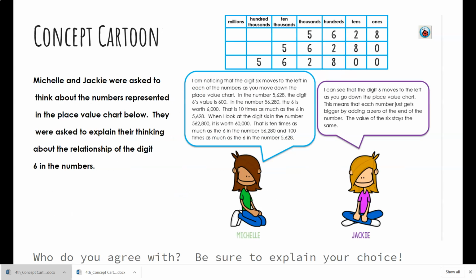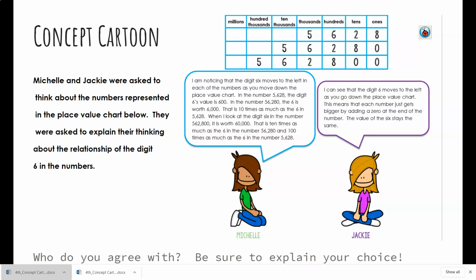Okay, so here is our cartoon. I'm going to read the words to you on the left, and then I'm going to explain the cartoon for you before you really get going. So Michelle and Jackie were asked to think about the numbers represented in the place value chart. It's to the right, sorry. They were asked to explain their thinking about the relationship of the digit 6 in the numbers. Okay, so we're going to study this cartoon in just a minute, and then you're going to decide who you agree with, and you're going to explain your choice.